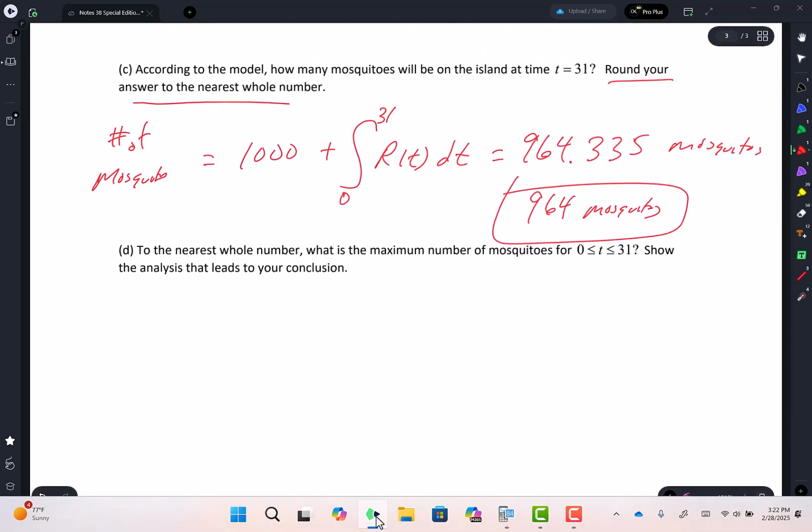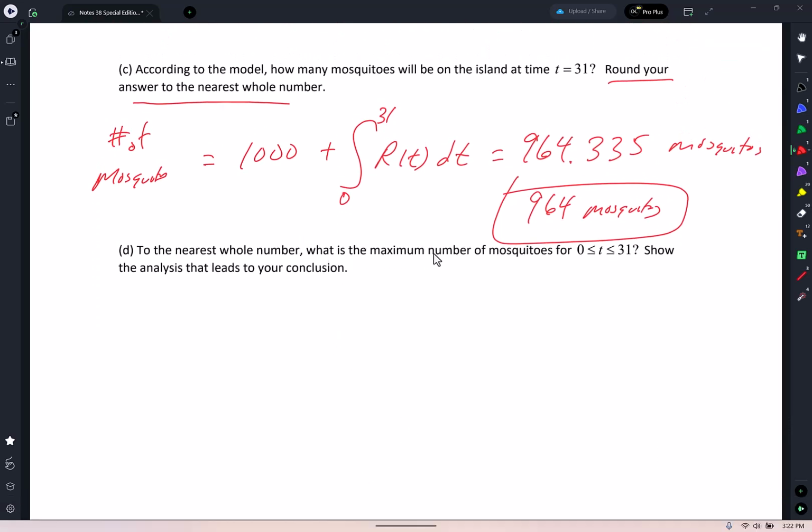All right. To the nearest whole number, what is the maximum number of mosquitoes between 0 and 31? Show the analysis that leads to your answer. Guys, I would always do a table for these. Not always. I saw the rubric earlier. They didn't do a table. But I would do a table, t and the number of mosquitoes. And all I would put on that table is my critical numbers and the endpoints.